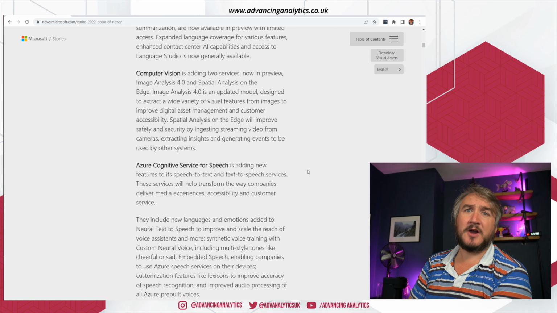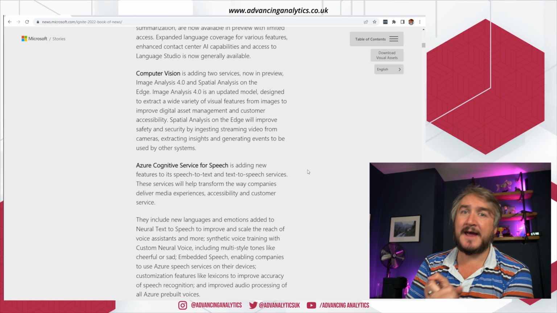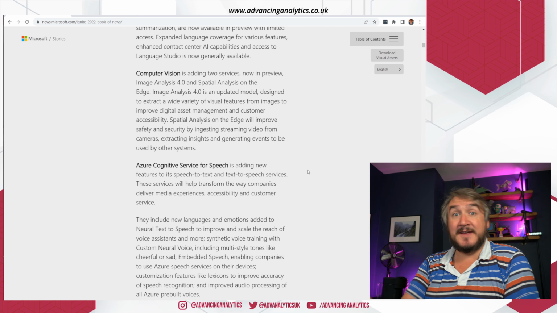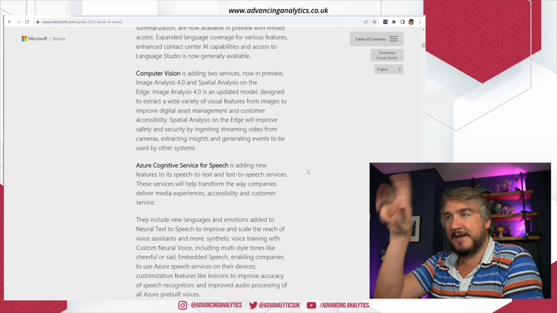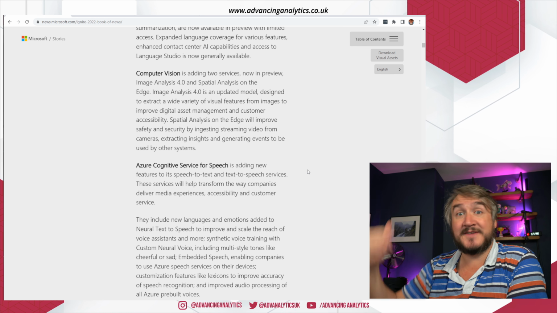Computer vision has a couple of new things. So the new version of the image analyzer. That's where you give it an image and it'll say, well, okay, here's a little taxonomy of what this image contains.